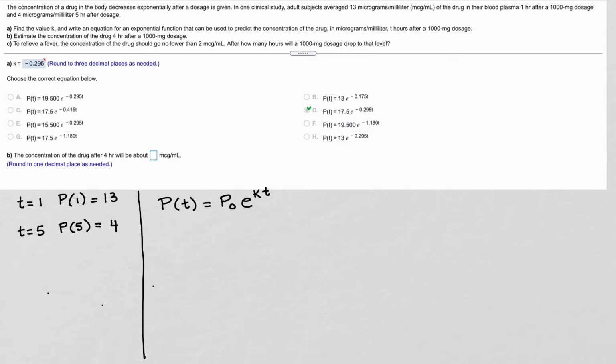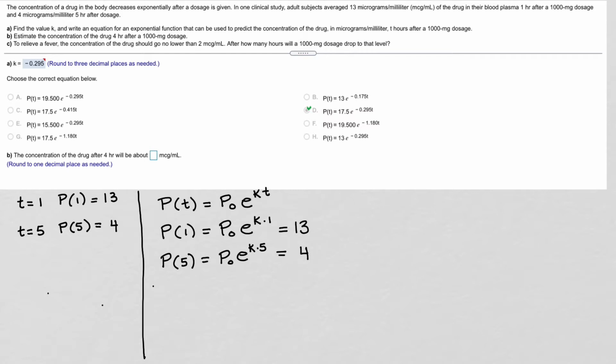So let's see, what do we know? We know that P of 1 is going to be P naught, we don't know how much we started with, times e to the k. We don't know k, but we know that t is equal to 1, and that turns out to be 13. And I also know that P of 5 is P naught e to the 5k. Still don't know what that is, still don't know k, but that calculation turns out to be 4.